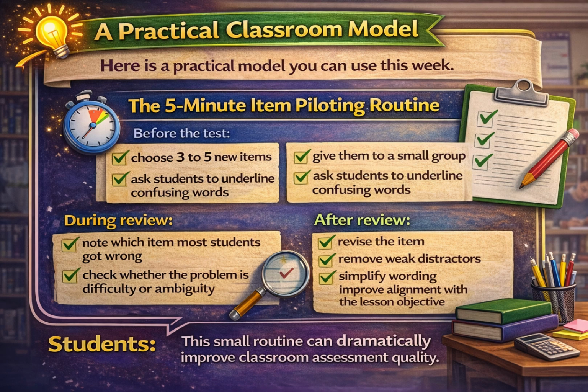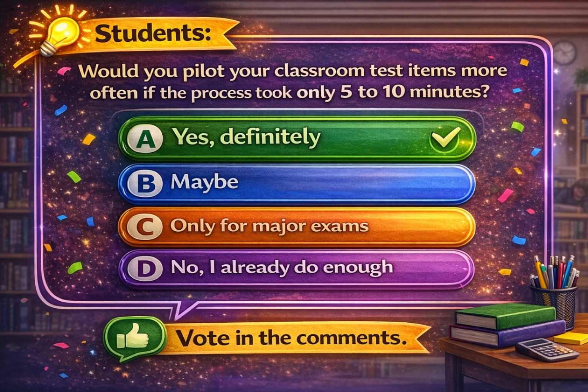During review, note which item most students got wrong. Check whether the problem is difficulty or ambiguity. After review, revise the item, remove weak distractors, simplify wording, and improve alignment with the lesson objective. Students, this small routine can dramatically improve classroom assessment quality.